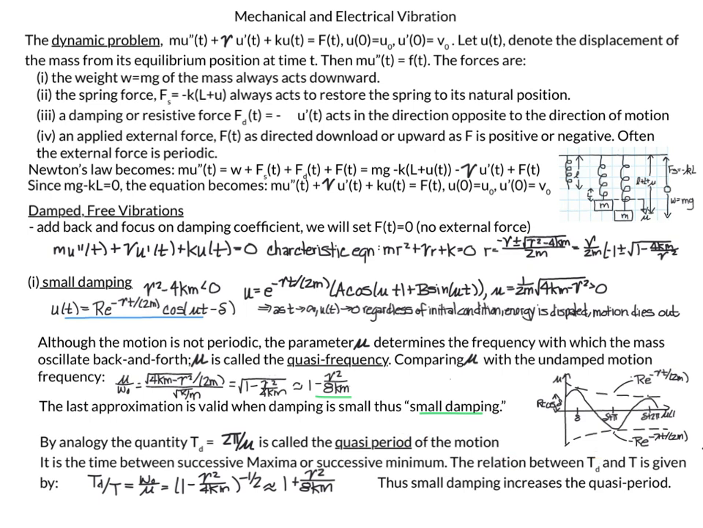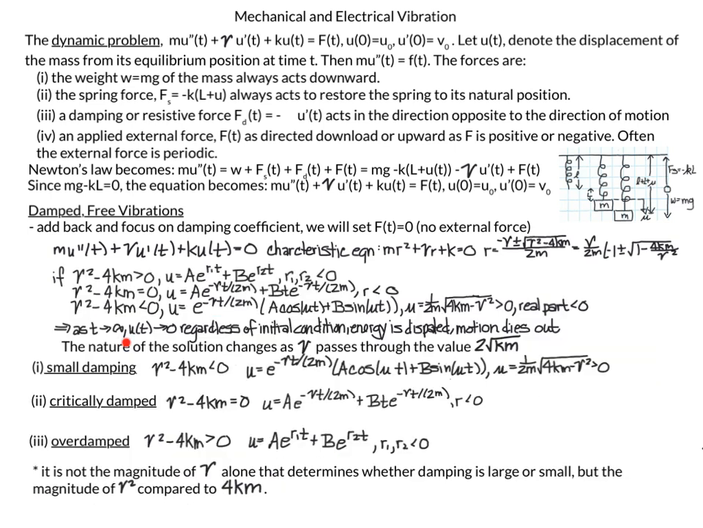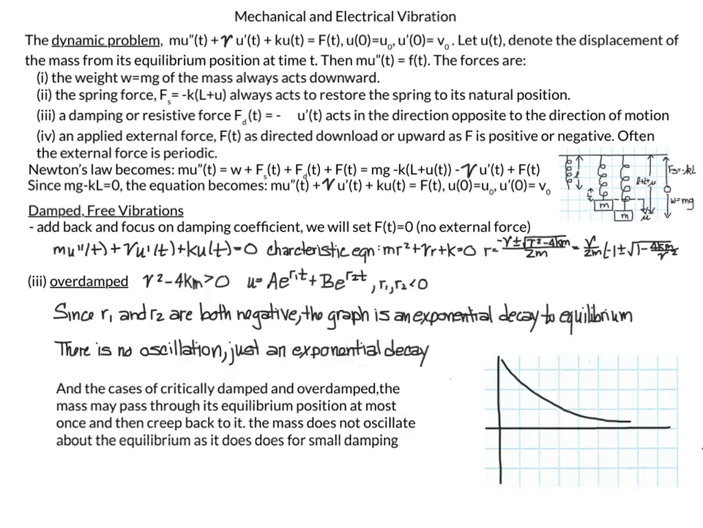The relation between T_D and T is given here by the ratio, and what we can see is it's equal to 1 plus gamma squared over 8 km. Thus, small damping increases the quasi-period. So that's all I'm going to say for now about small damping. These next two are even easier. The overdamped case is when what's under the square root is greater than 0, so we have two real roots, r1 and r2.